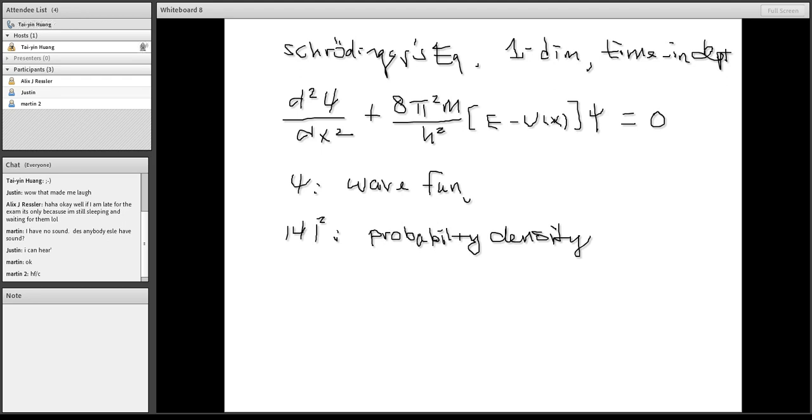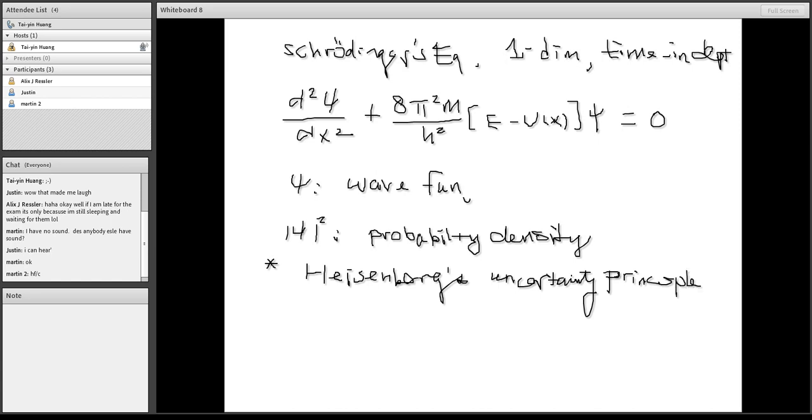Okay, and we also mentioned something about the uncertainty. So the uncertainty principle was proposed by Heisenberg. So we call it Heisenberg's uncertainty principle. So what is Heisenberg's uncertainty principle about? It means that when you have a particle, you cannot have the exact measurement of both the position and the momentum simultaneously. If you know one quantity precisely, you lose the information of the other.